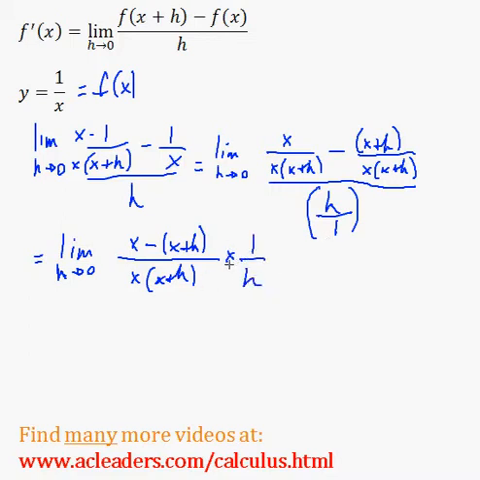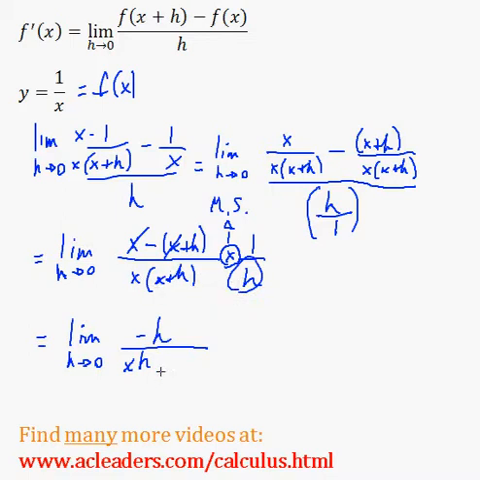And this is not an x. This is just a multiplication sign. And right here, x minus x is 0, and we have a minus h there, basically. Negative h multiplied by 1 is just negative h. Then everything all over x times h, because of this h here, x times h times x plus h.